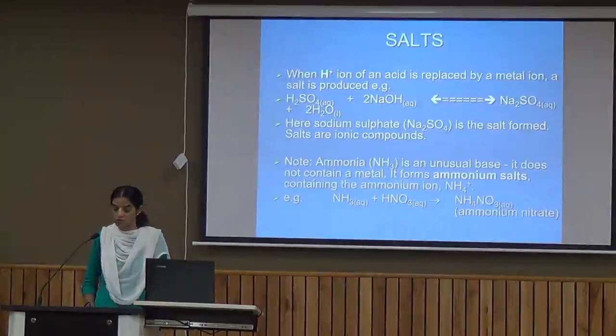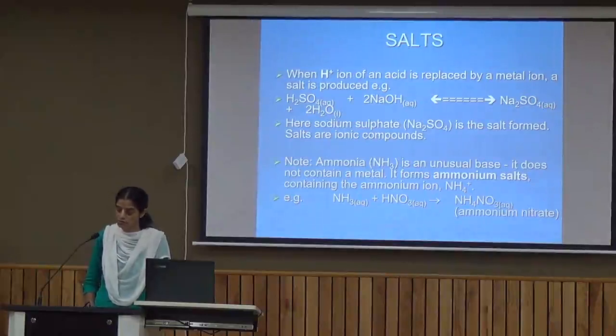Then we have salts. We have discussed acids and bases in detail. Now we have to see salts in detail. When the hydrogen ion of an acid is replaced by a metal ion, salt is produced. Let us see the example. Sodium hydroxide reacts with sulfuric acid to form the salt sodium sulfate. Along with it, water is produced.